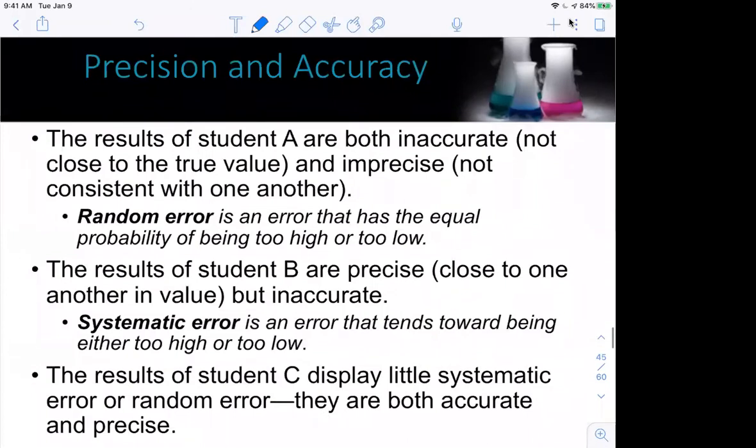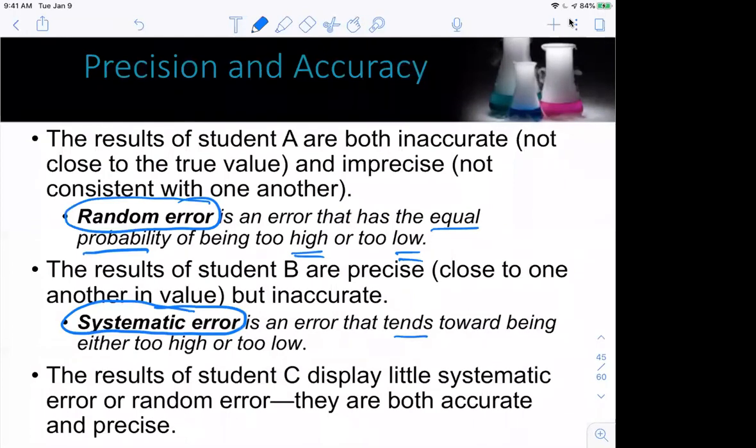Now, the results of student A, which are both inaccurate and imprecise, indicate random error. A random error is an error that has an equal probability of being too high or too low. The results of student B are precise. They're very close to one another, but they're not very accurate. This is indicative of systematic error, which is an error that tends towards being either too high or too low.